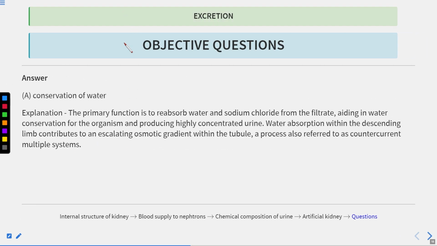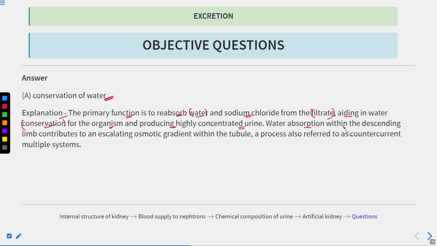So correct answer is option number A, conservation of the water. So it helps in the reabsorption of the water. Now what is the explanation here? The primary function is to reabsorb the water as well as the sodium chloride from the filtrate. So this reabsorption is very much important here. Now this aids in water conservation. So loop of Henle is involved in water conservation. This water conservation is very necessary for the organism and for producing highly concentrated urine.